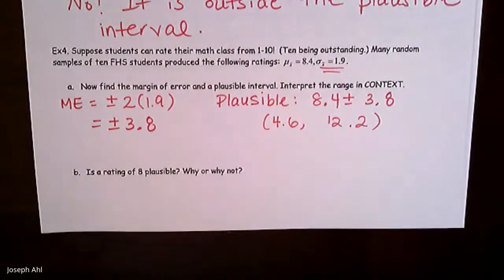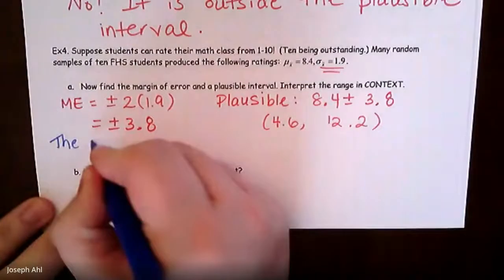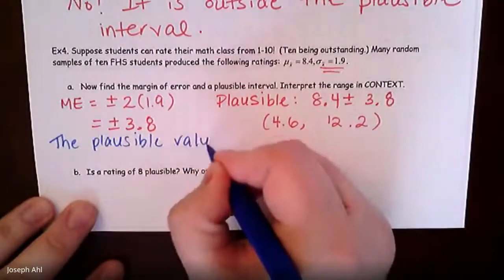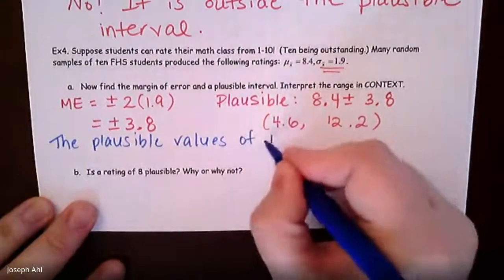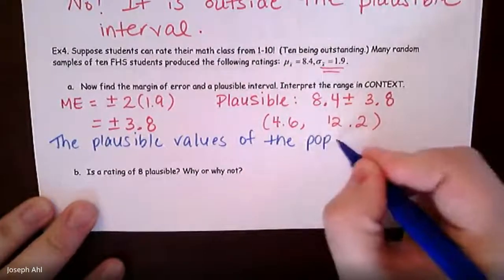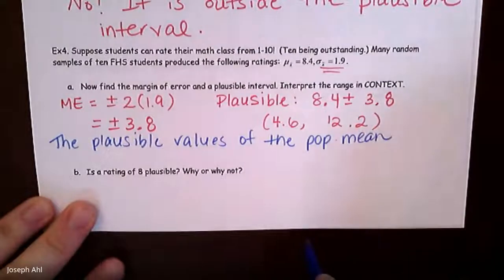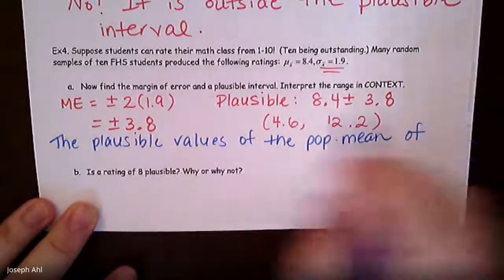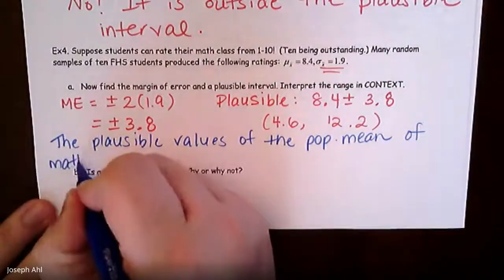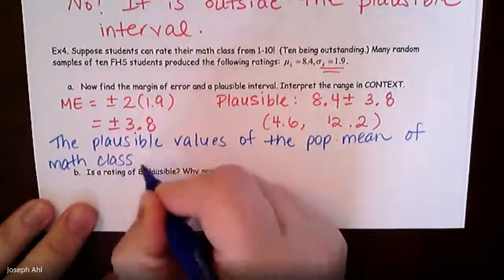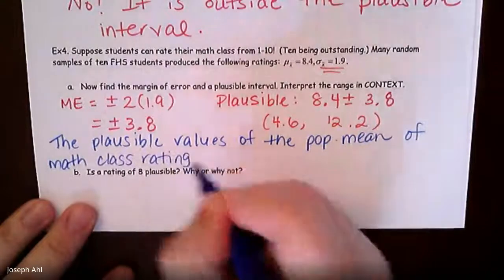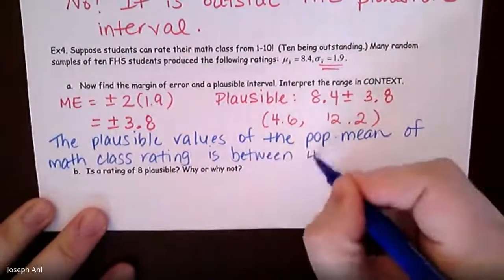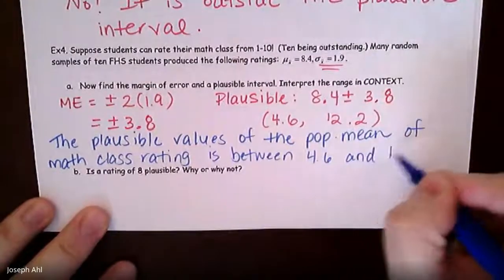Okay, so the plausible values of the population mean. What is the context of this problem? The population mean of math class rating is between 4.6 and 12.2.